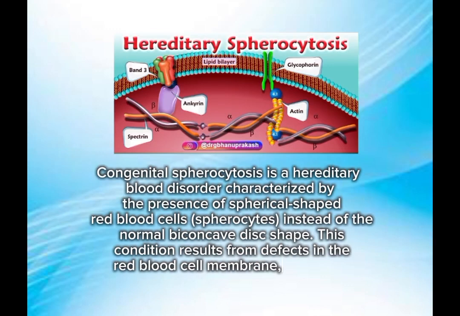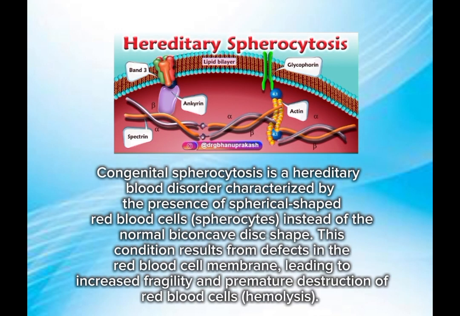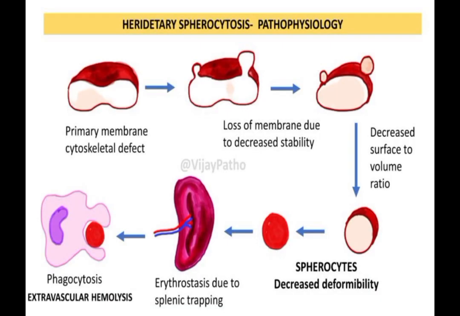Congenital spherocytosis is a hereditary blood disorder. It causes red blood cells to be spherical instead of their normal disc shape. This abnormal shape makes them fragile and leads to their early destruction, a process known as hemolysis. Let's proceed to the pathophysiology of this disease.